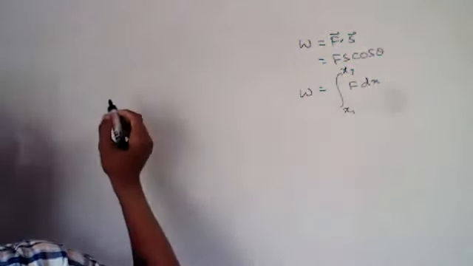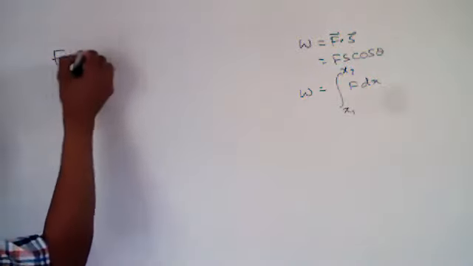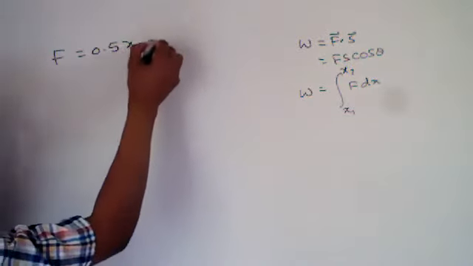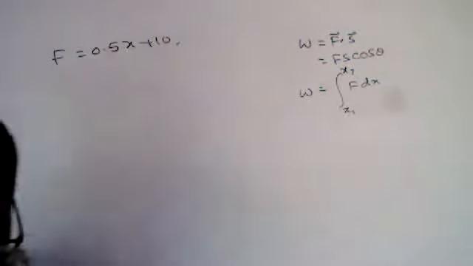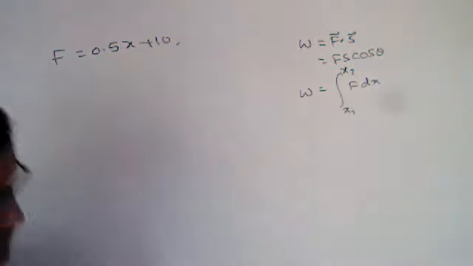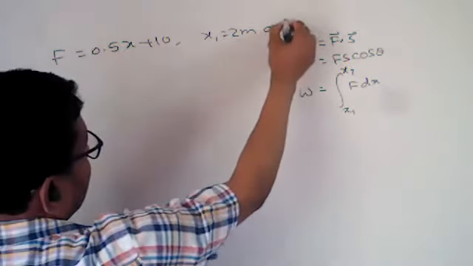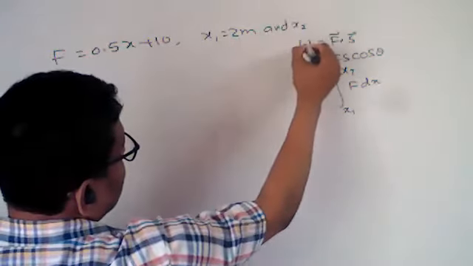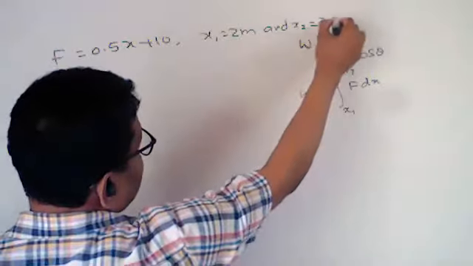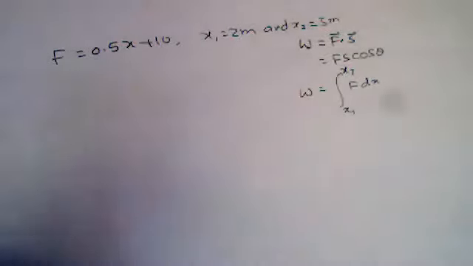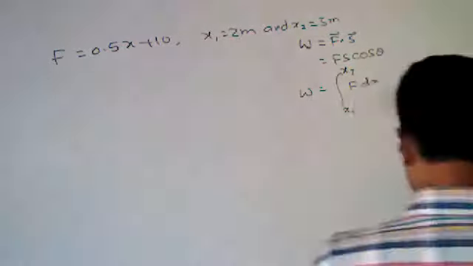Suppose F equals 0.5x plus 10. What will be the work done for x1 equals 2 meter and x2 equals 4 or 5 meter, etc. Okay.